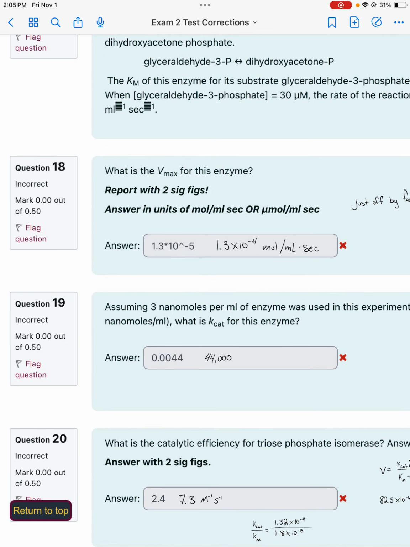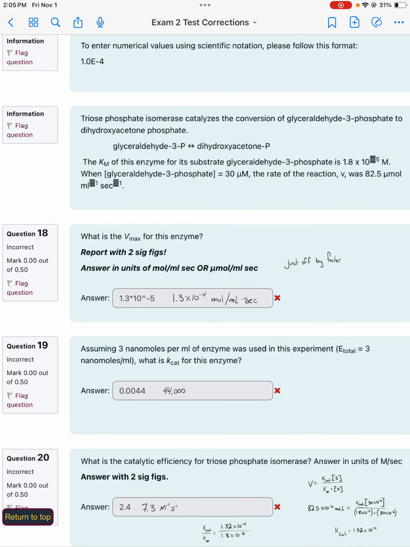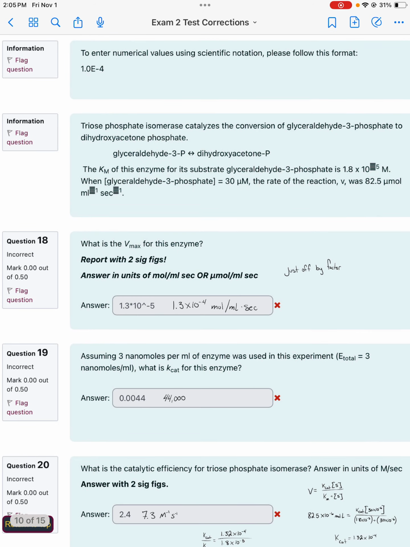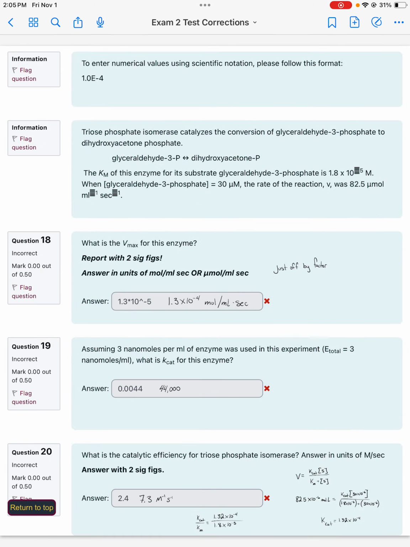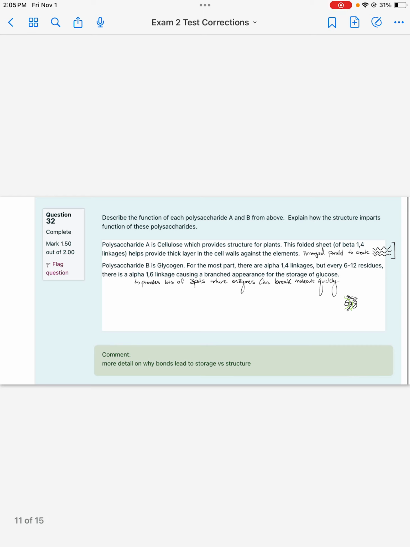And then for the 19, again, we're calculating, and I think I was off on my conversion, so it should be the 44,000. For 32, I just needed to explain a little bit more.